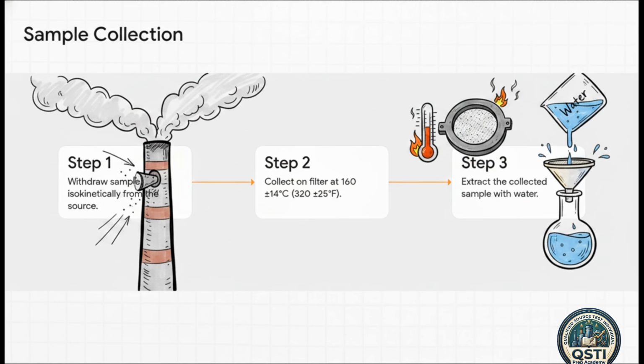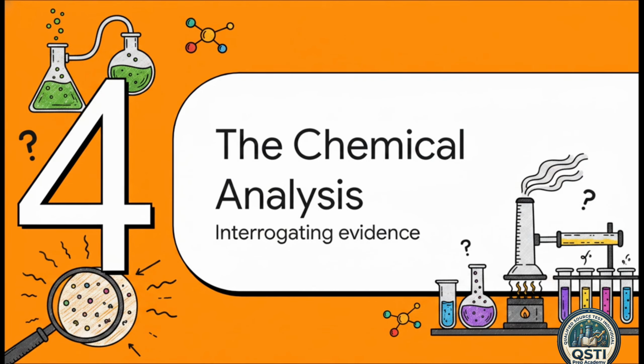The filter has to be maintained at exactly 160 degrees Celsius. Guys, that's over 300 degrees Fahrenheit, hotter than you'd bake a cake. We have to keep it blazing hot so that water and other volatile gases don't condense into a liquid and wreck the particulate evidence. Finally, step 3, we carefully take that loaded filter back to the lab and extract the sample using water. Which brings us to Section 4, the chemical analysis, interrogating the evidence.